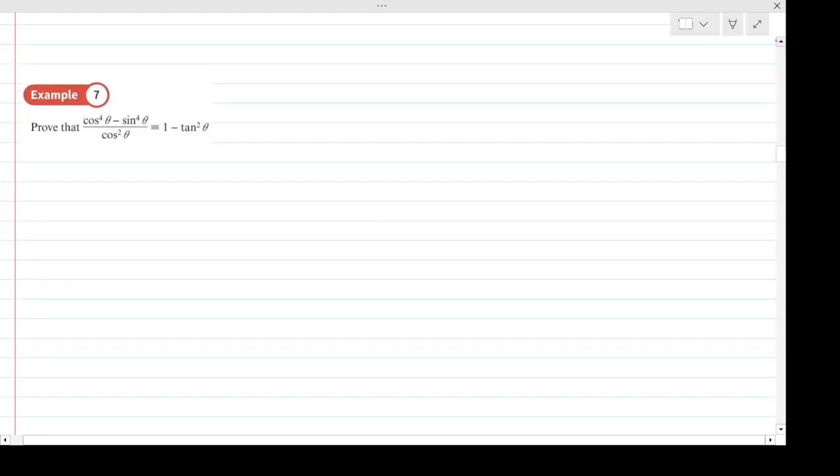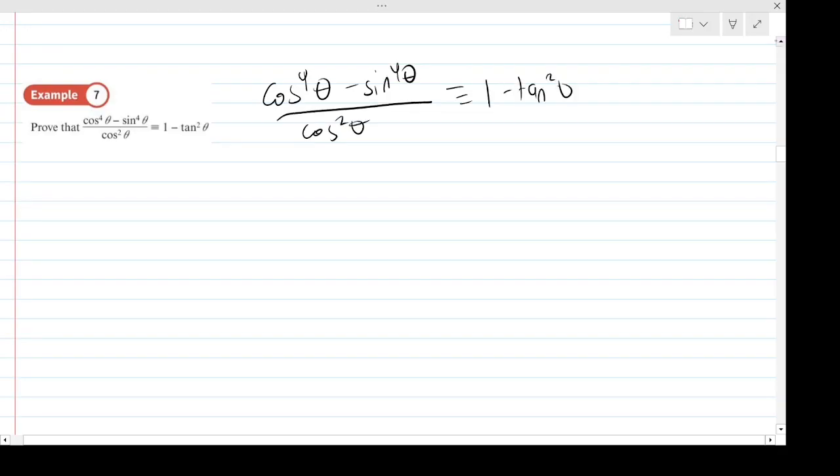Now we've got this example. Okay, we want to prove that this whole fraction is identical to 1 minus tan squared theta. Now, this is where the talk I did about the inequality stuff at the start will come into play here. So I'm going to rewrite this, restate it. Sorry, sine to the 4 theta over cos squared theta is identical to 1 minus tan squared theta.